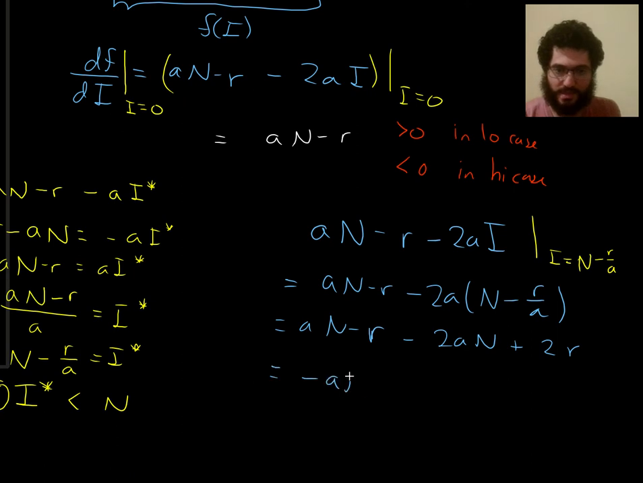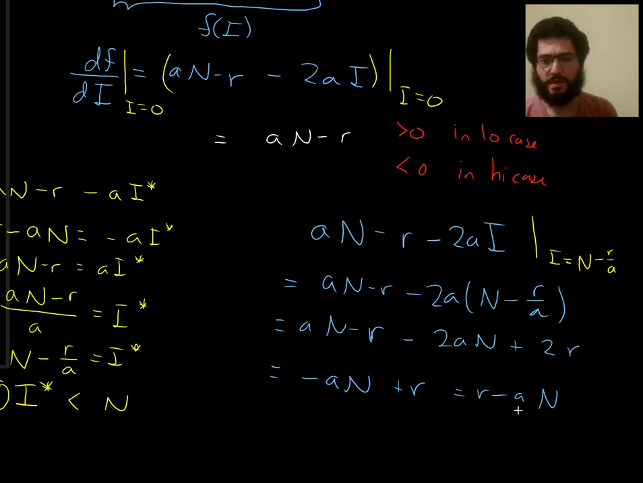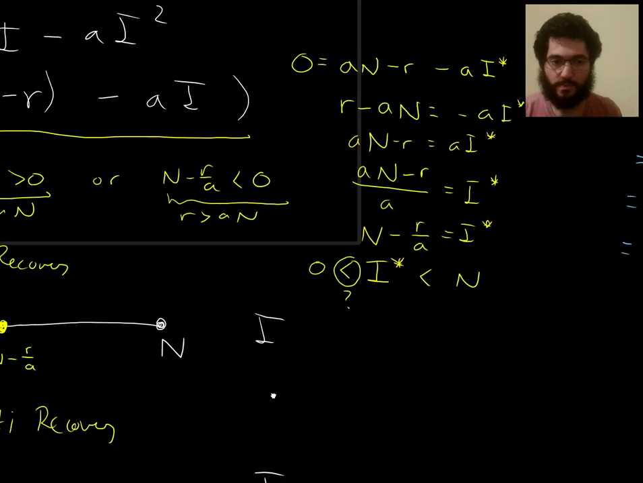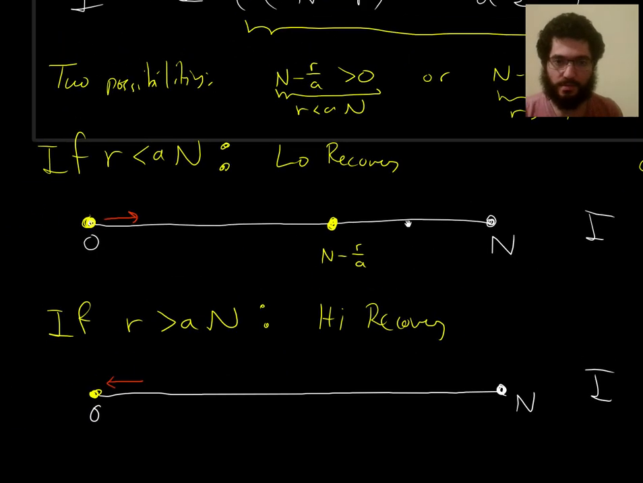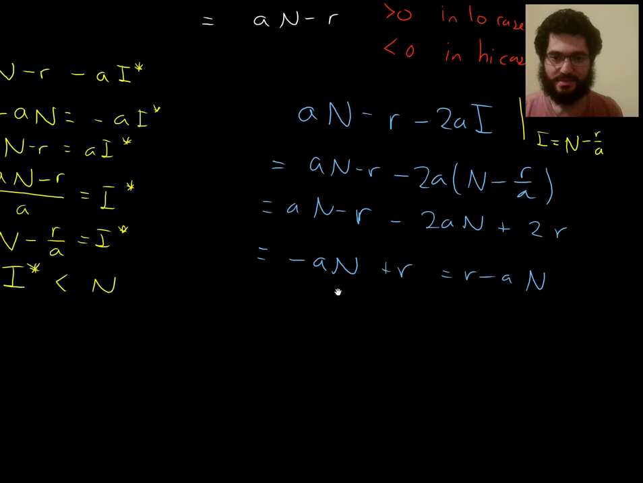So that's minus an plus r, or r minus an. And let's see, I only care about this when the yellow dot is within the range of physically possible numbers of infected people. So that's the low recovery situation, when r is less than an, so that's when this number is negative.